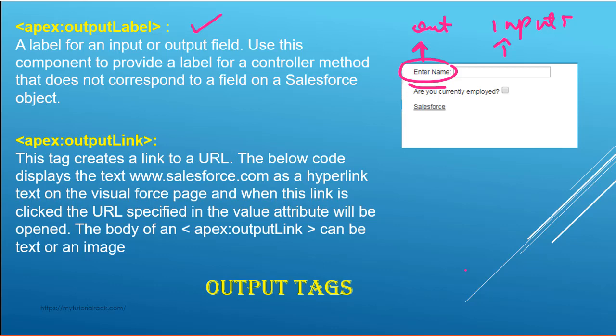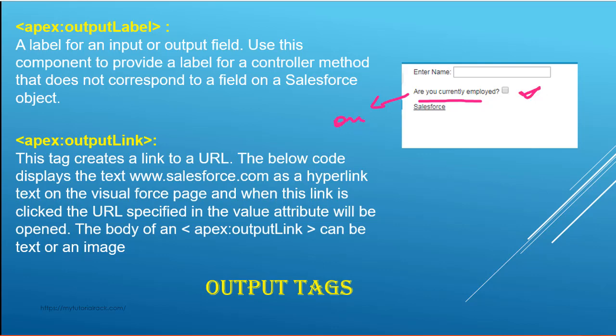Now this output label tag has an important attribute called value. What does this attribute do? Whatever you write inside of this value attribute will be displayed on the screen as it is. So if you want to display anything on the screen, you can use this output label tag, which will be a label for an input field. Then similarly for this as well, "Are you currently employed?" This is the output label for this input checkbox.